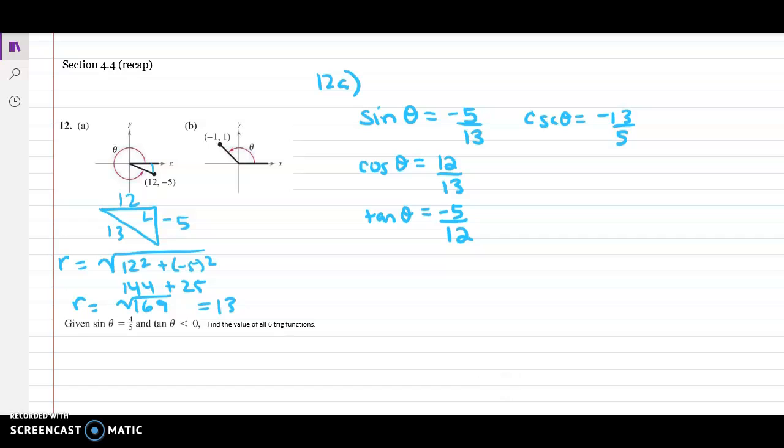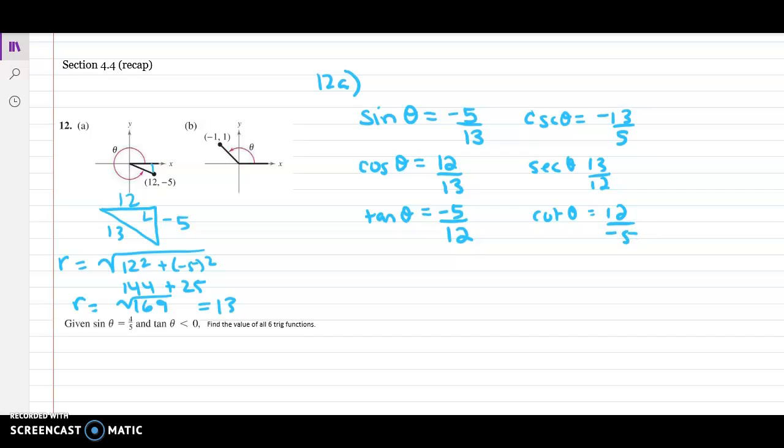I don't know why it stopped writing, but we'll find out. Secant would be 13 over 12, and cotangent would be 12 over -5.